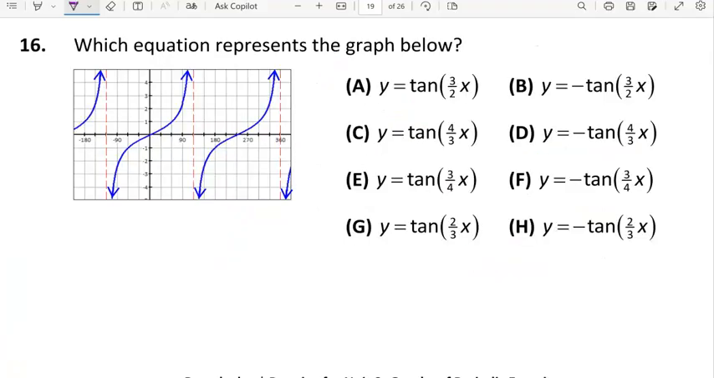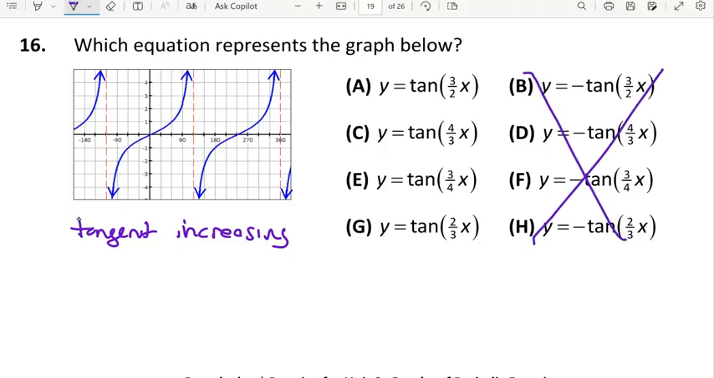In number 16, we are looking at this tangent function, and immediately I can see that this tangent is increasing as you go from left to right, and so that means this tangent function is not flipped. Let's get rid of choices B, D, F, and H. Then I need to figure out what the coefficient is, because that's really the only variable here. What's that coefficient inside of the tangent function?